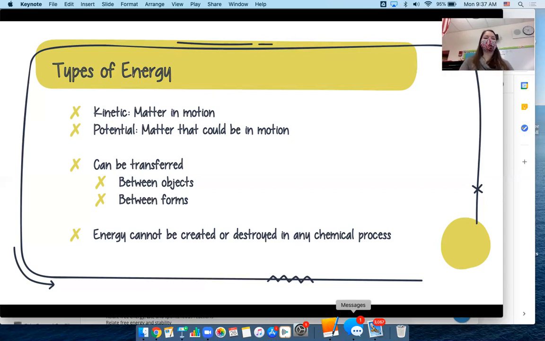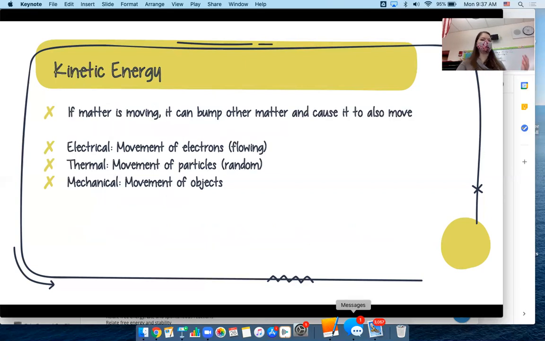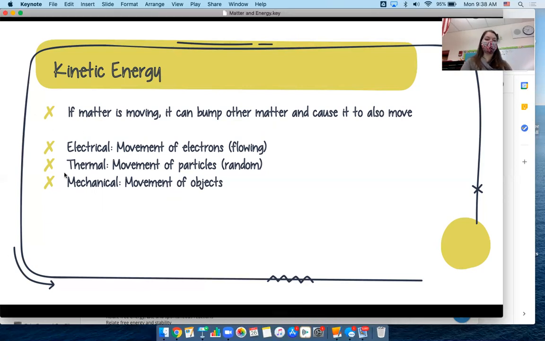So types of energy: kinetic is matter in motion, potential is matter that could be in motion. So when we look at kinetic energy, if it's moving, it has the ability to bump into other stuff and then move it. So the thing moving has energy. When it bumps into something else, that thing gets the energy. It's transferred. Some examples are electrical, thermal, and mechanical. Electrical and thermal are going to be really important in this unit.